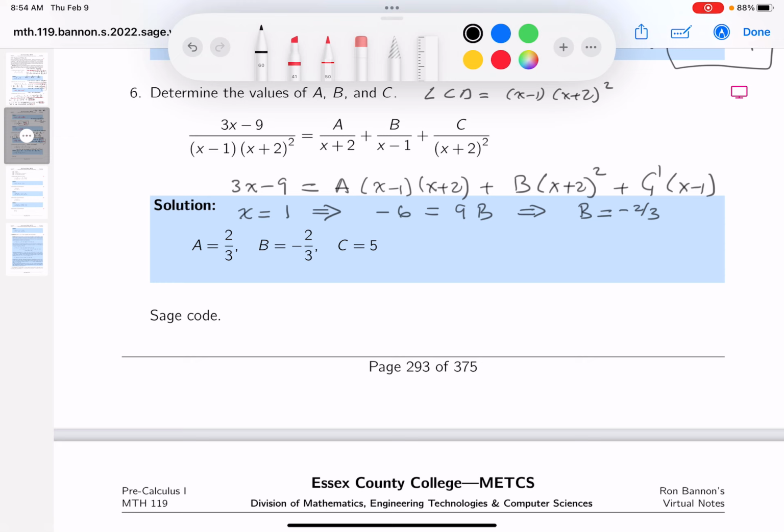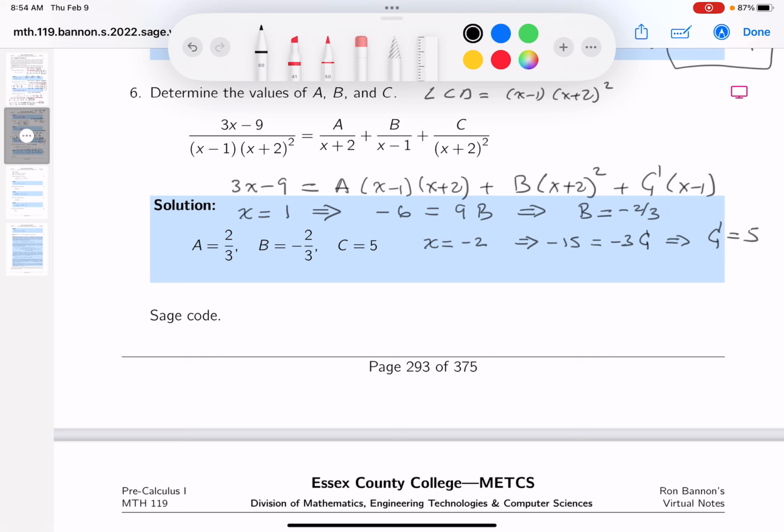Let's go for another one now. Let's take x equals minus 2 and see what happens. On the left side, you would get minus 6 minus 9, which is minus 15. Let's be careful about this. Two terms disappear, the terms involving A and B. But for C, what do I get? If I chose minus 2, I'd get minus 3C. And that means C is the number 5.